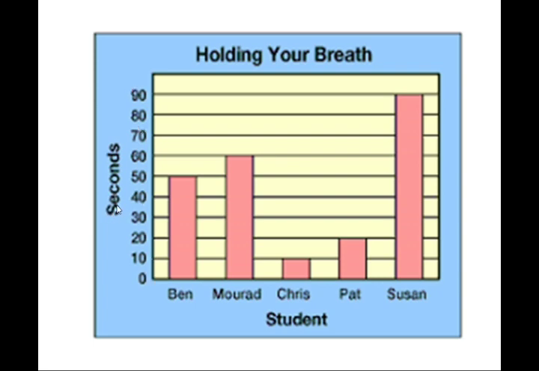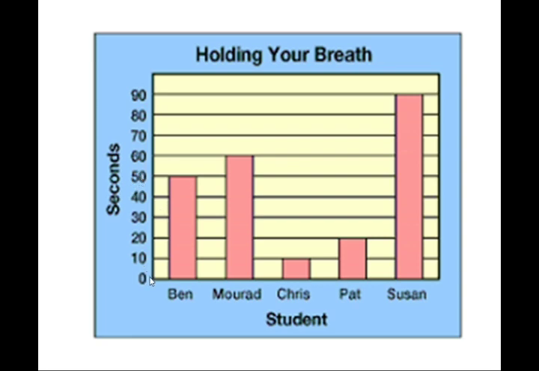Remember, it could stand for minutes maybe, it could stand for hours or days or even length. But however, on this particular graph, these numbers represent the seconds that these people can hold their breath for. We are talking about students, and the different categories are the different names that are given to these students. By looking at this bar graph, we can say that Ben can hold his breath for 50 seconds. His bar is in line with the number 50.